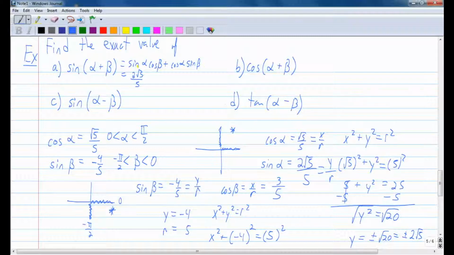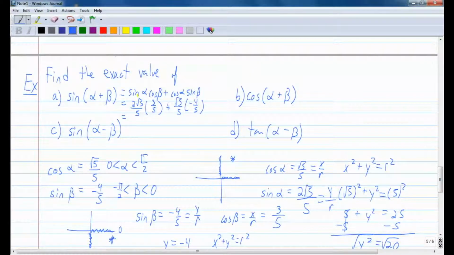Cosine of beta was given. It was square root of 5 over 5. No, I'm sorry. It wasn't given, was it? We just figured it out. It's 3 over 5. Plus cosine of alpha, that was given. That's the square root of 5 over 5. Times the sine of beta, which was given. That was negative 4 over 5.